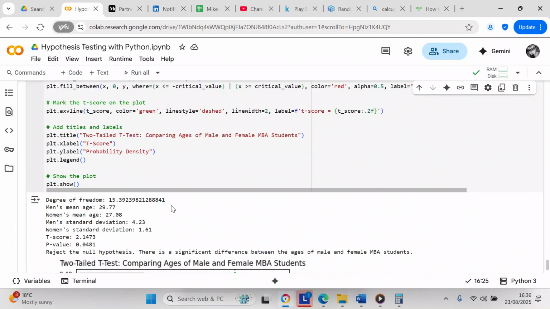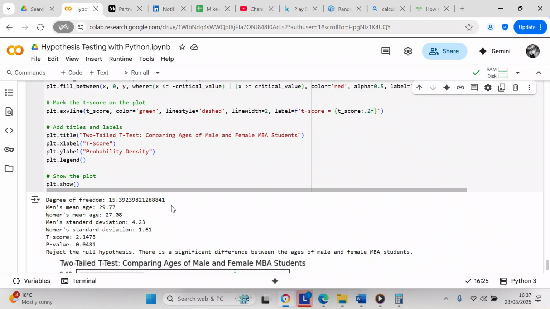So I'm going to show our work. Our degrees of freedom is 15.39. The men's mean age is 29.77. The women's mean age is 27.08. The men's standard deviation is 4.23. The women's standard deviation is 1.61. Your t-score is 2.1473. Your p-value is 0.0481, so your p-value is just below 0.05.